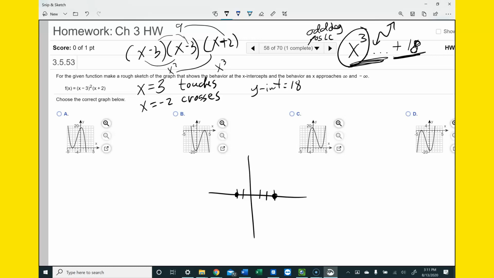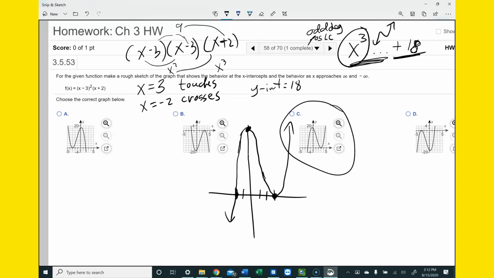Alright, so my y-intercept is going to be way up here at 18. Just a rough sketch. It touches at 3, so my right arm is up. I'm going to cross the y-axis at 18, and I'm going to have my left arm down, and I'm going to cross at negative 2. So I'm looking for that to be my rough sketch. Which graph kind of looks like that? Choice C.